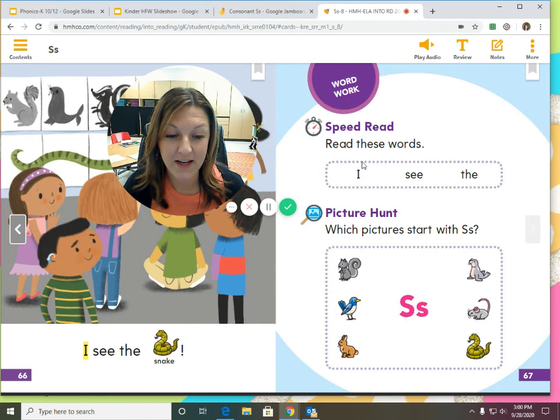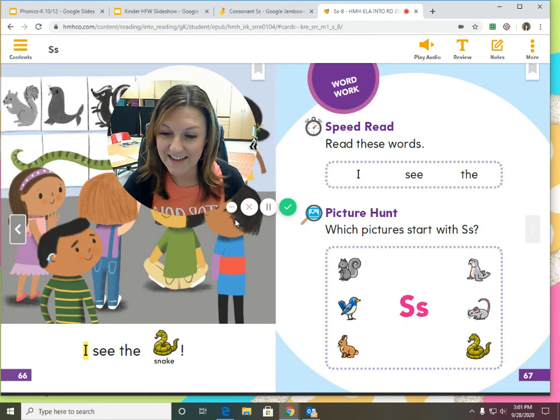So look over here at my mouse and let's read these words a couple of times really quickly, called speed reading. Ready? I see the. Let's do it again. Ready? I see the. Do it again. I see the. A little faster. I see the. One more time. I see the. Very good.